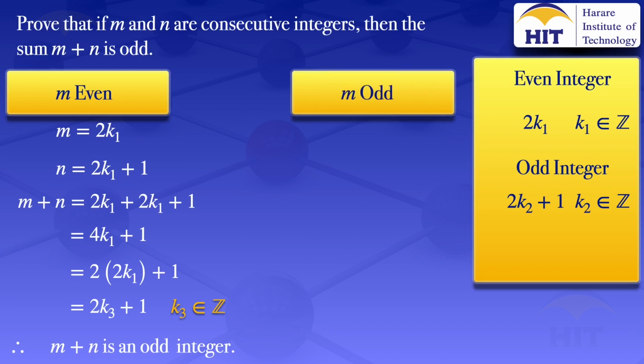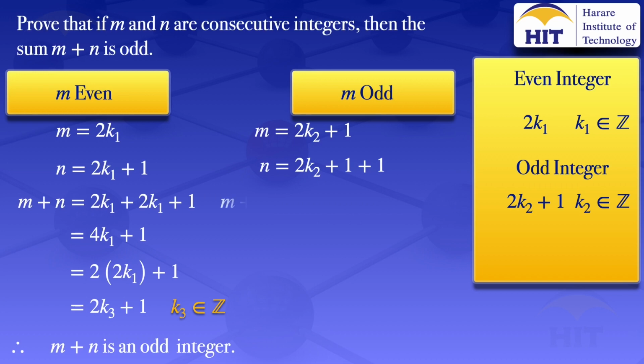Now moving on to the second case where we have m being odd. If m is odd, then we can write m as 2k2 plus 1. M and n, they are two consecutive integers. So to get n, we just add 1 to m. So we would have that our n there is 2k2 plus 1 plus 1. And we use that m and n that I've just written to obtain m plus n.